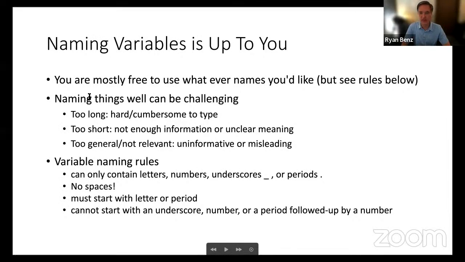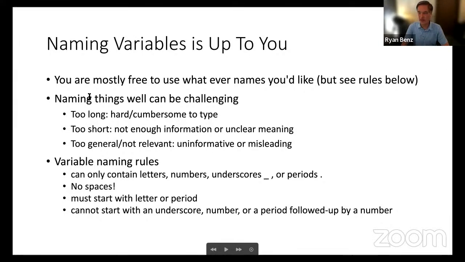Naming variables is up to you. And this actually is often kind of a hard thing to do. You have to name things, and naming things often is a difficult thing to do. By and large, you are free to name things however you would like, but there are some rules. We'll talk about those. Just a few considerations. If you have variable names that are too long, that can be cumbersome because remember, we're going to be typing code out. So if your variable name has 100 characters in it, that's probably going to be cumbersome to work with. You're probably not going to want to do that.